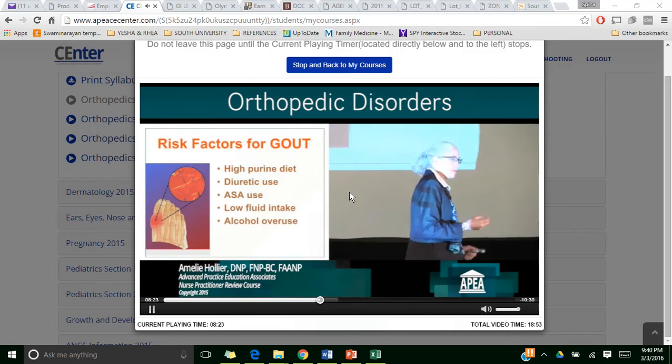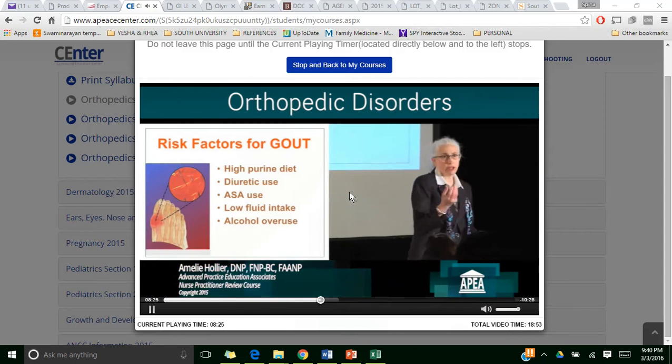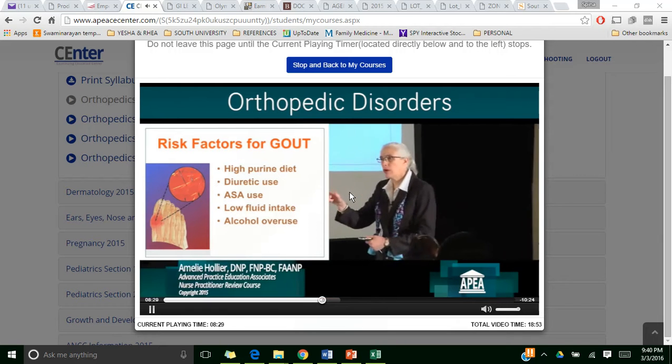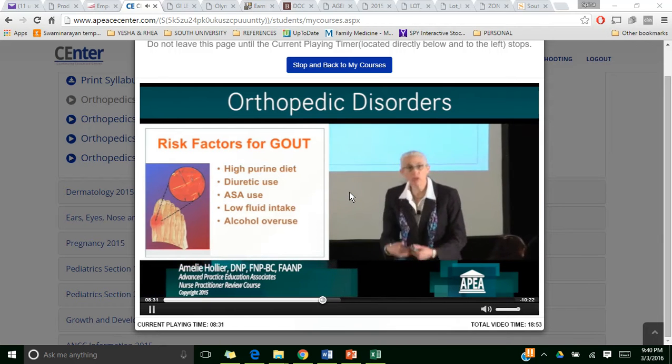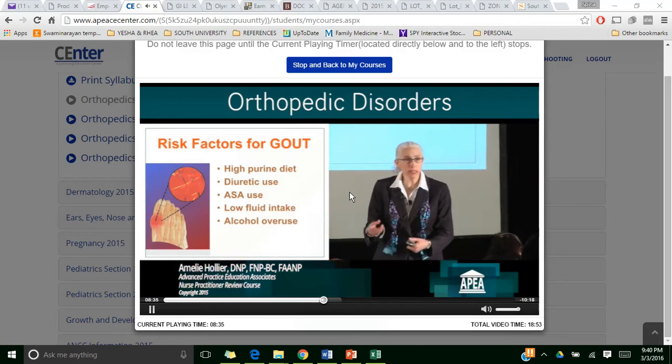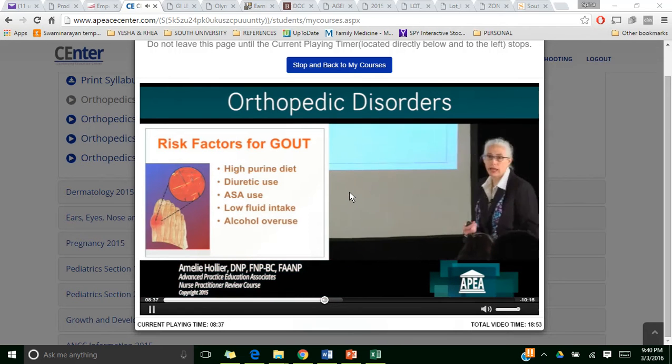Well, look at this question. Which medication could be initiated during an acute attack of gout? What would you give a patient who came to see you who had an acute attack of gout? Could you give number one, allopurinol?